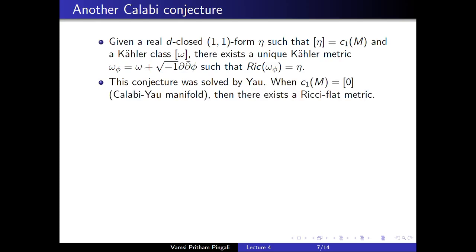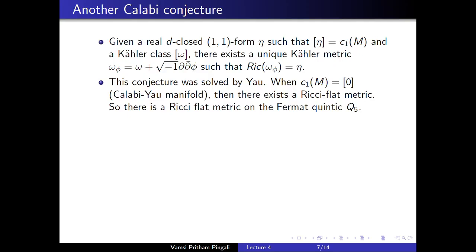So when C1 of M is 0, then you can take eta to be 0 and ask for a Ricci flat metric. In other words, Calabi-Yau manifolds admit Ricci flat metrics. Okay. So in particular, what do we know an example of a Calabi-Yau manifold? Sure we do. Take the Fermat quintic, right? Remember the Fermat quintic? That is, you take a very symmetric degree 5 polynomial and set it to 0 in CPn, in CP4. Yeah. So by the Calabi conjecture's solution, there is a Ricci flat metric on this beast.